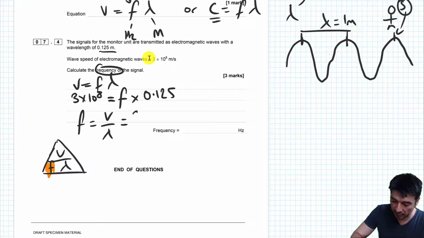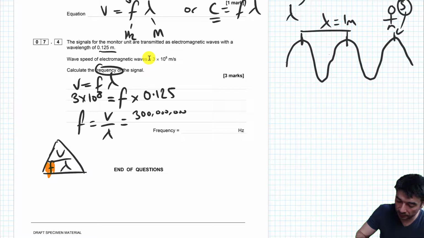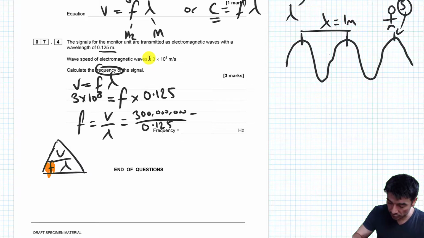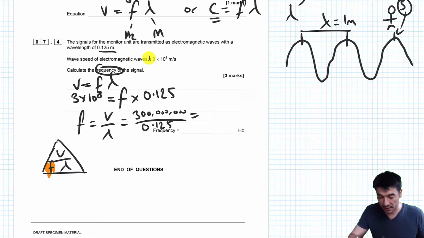The velocity, 3 times 10 to the 8, or 3 with 8 zeros. So that is 3 times 10 to the 8, divided by 0.125, and this should give me the correct answer. I've checked that the units are all correct. It's in hertz, not kilohertz. It's in meters, not centimeters or kilometers. So I should get my correct value out.